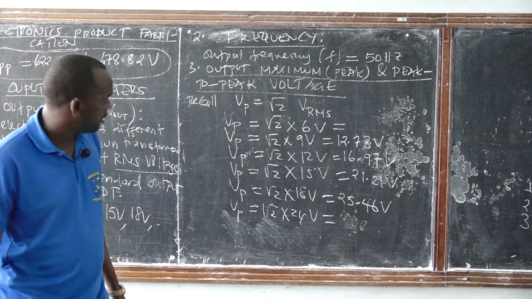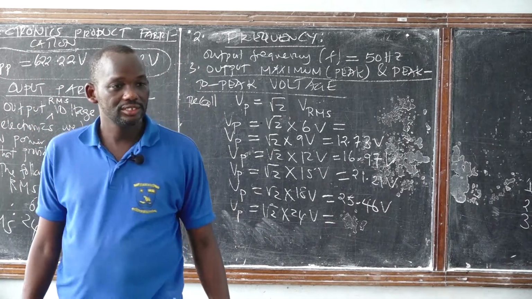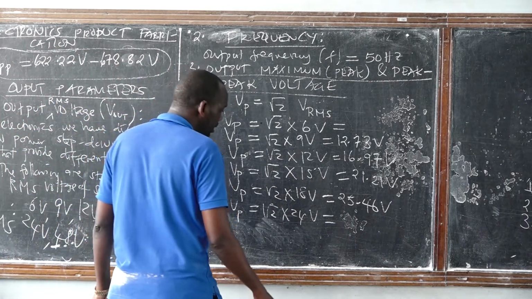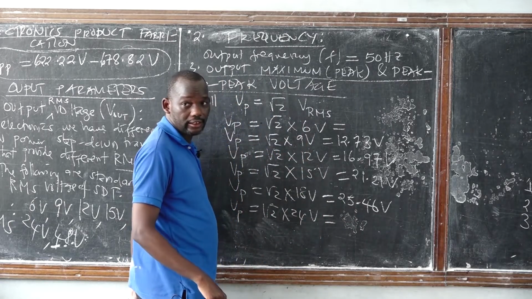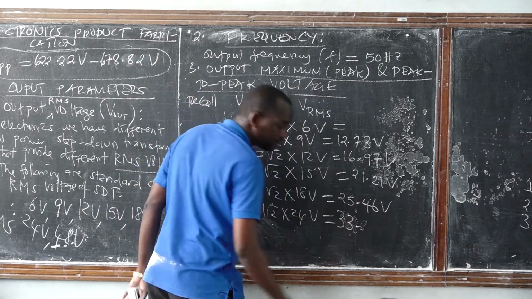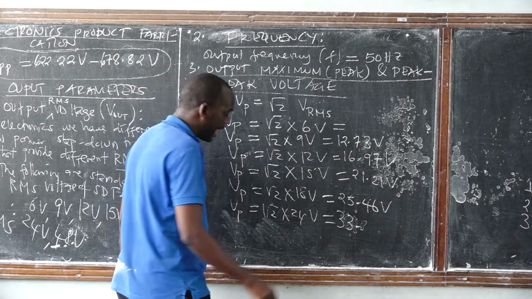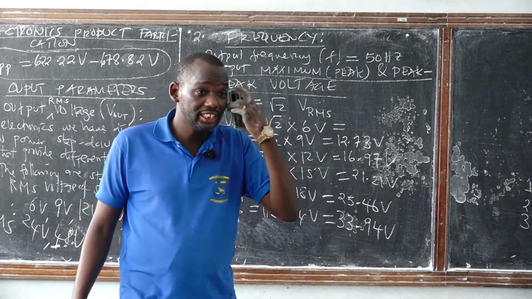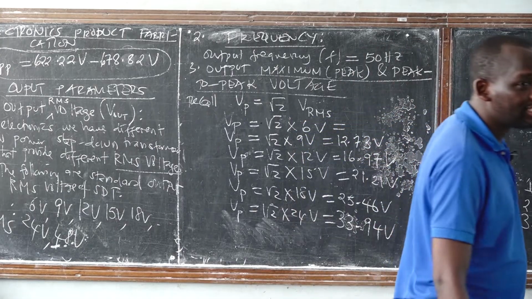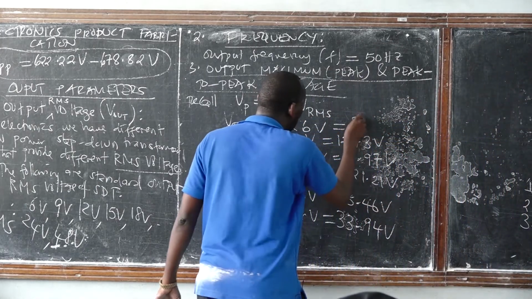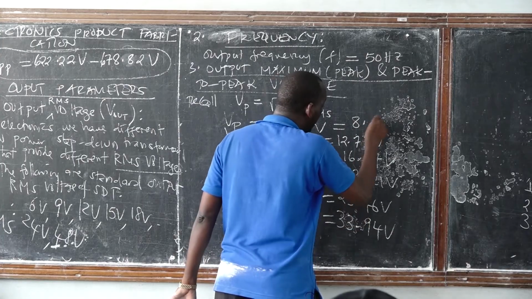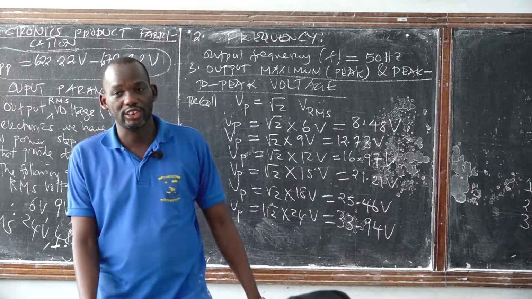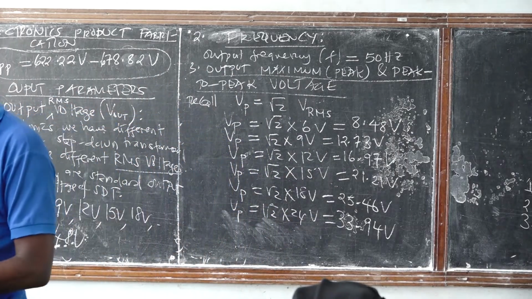Abdullah, square root of 2 times 24 volt. That is Mugisha, 33.94 volt. Who can help Jacqueline? Jacqueline now, 8.48 volt. So now she decided to speak loudly. So now you have the maximum output voltage of different step-down transformers.